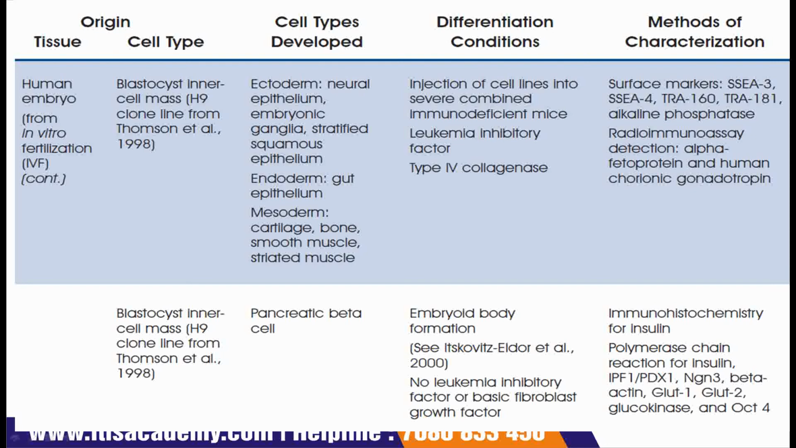The origin tissue taken here is human embryo. The cell type that will develop from this human embryo is blastocyst inner cell mass. I hope you all know what is inner cell mass. This is a mass of cells present in the blastocyst. Blastocyst looks something like this, and this portion, that is the mass of cells, is known as inner cell mass.